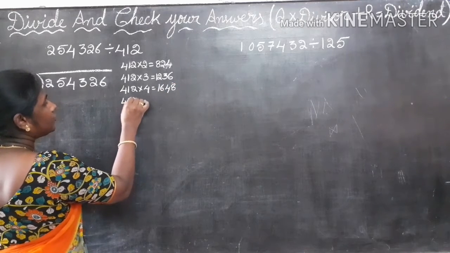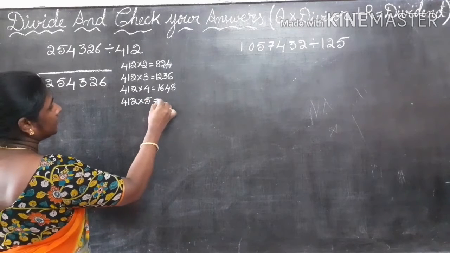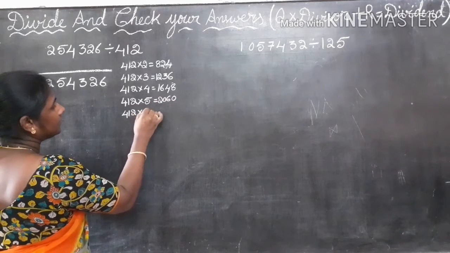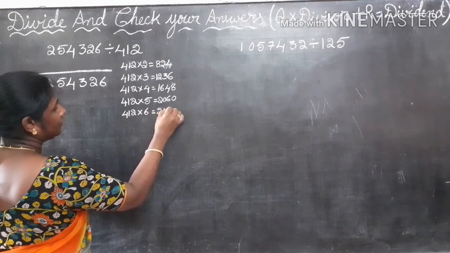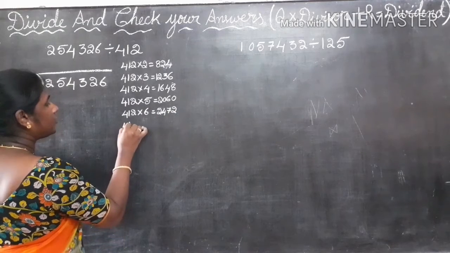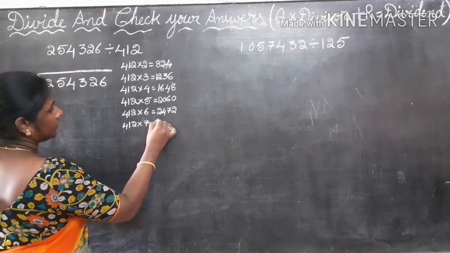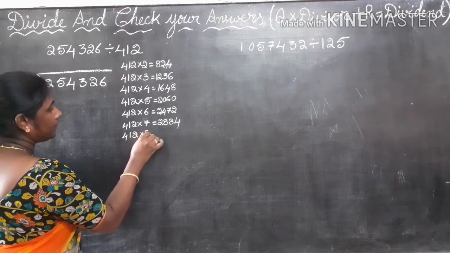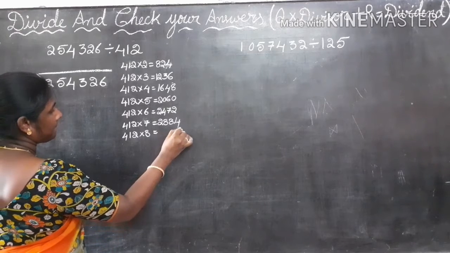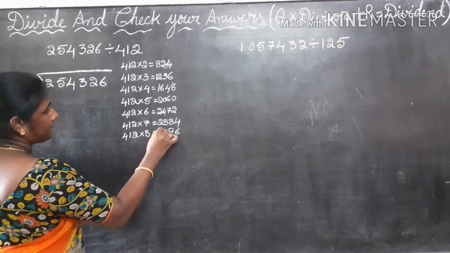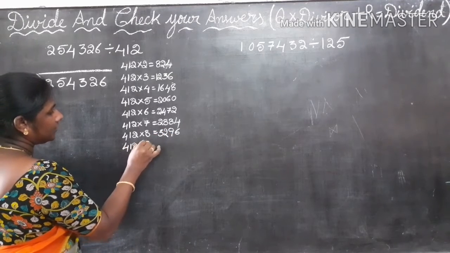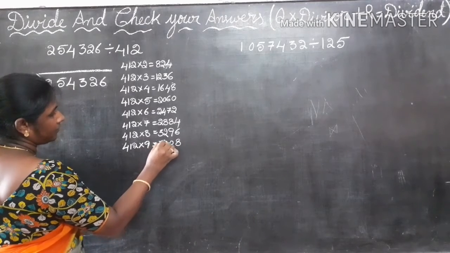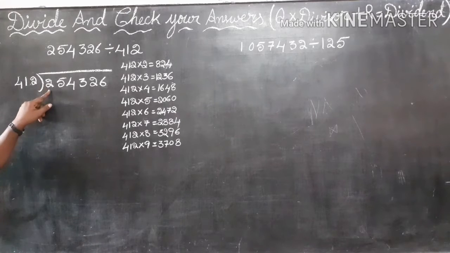1648. 412 fives are, 412 sixes are, 412 sevens are, 412 eights are, 412 nines are 3708. Now, the first number 2 is not possible.